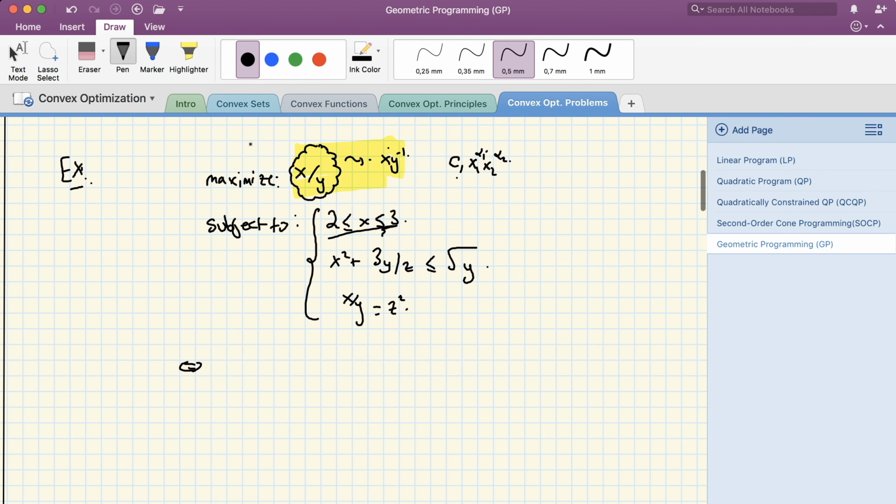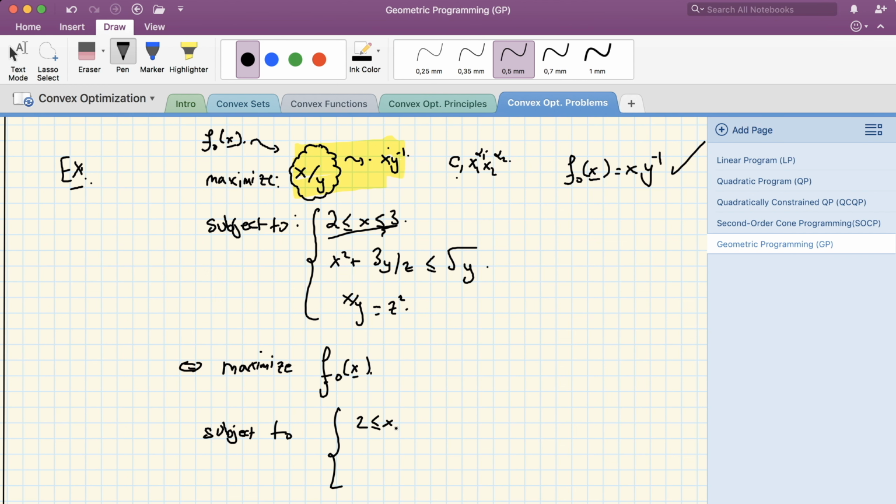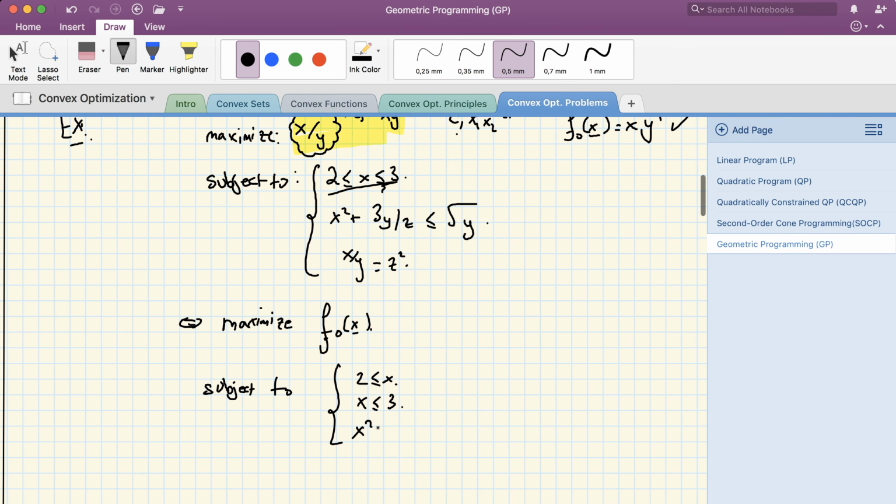So before I go ahead, I'm just going to call this f0 of x, where f0 of x is x y to the power minus 1. That is, we see that we have a polynomial called monomial, but monomial is a polynomial, but not the other way around. So we're maximizing a polynomial subject to 2 is less than x, but x is less than 3, so I split this inequality into two inequalities, and nothing changes here, and x over y is equal to z squared.